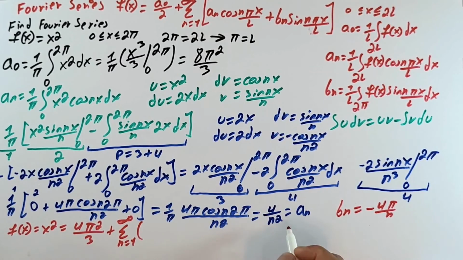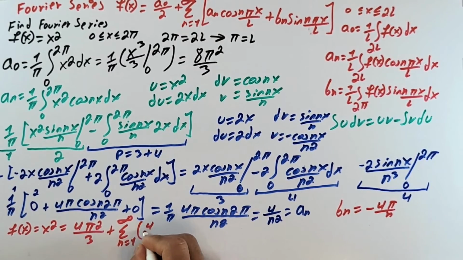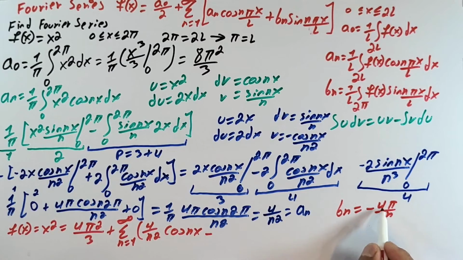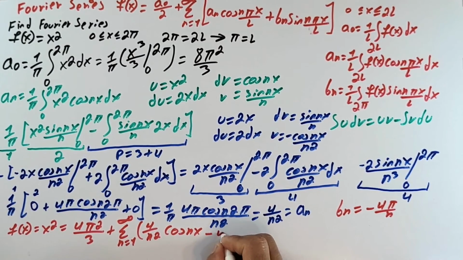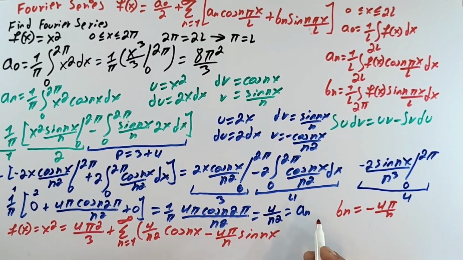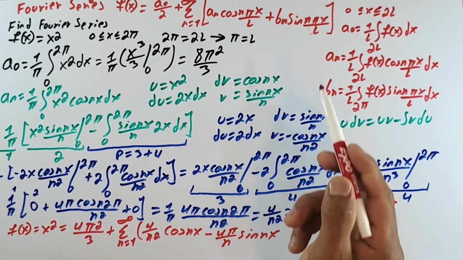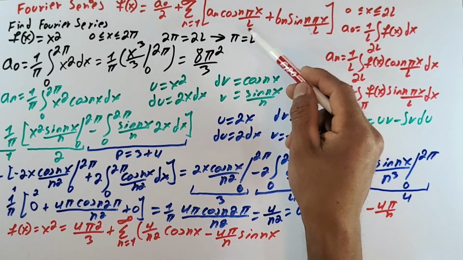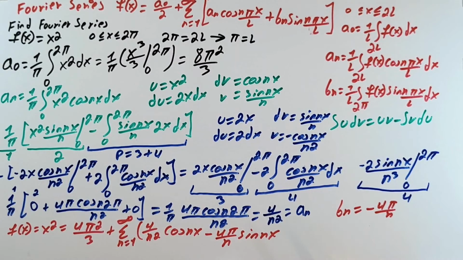Now we need an: 4 over n squared times cos nx, minus, because bn is negative, 4 pi over n sine nx. One more time, we have sine nx and cos nx instead of this, because pi is equal to L and this cancels. So once this cancels, you get cos nx and sine nx.